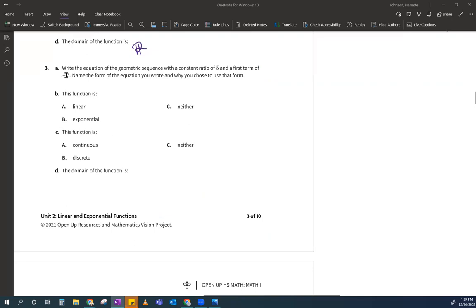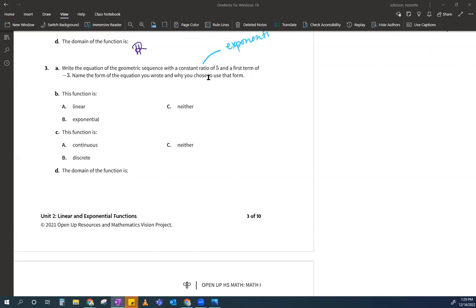That's correct. So write the equation of the geometric sequence with a constant ratio of 5 and a first term of -3. The form of the equation you wrote and why you chose it. Okay, so what do I already know? Based on this information, what do I already know? Yeah, it's exponential. How did you know it was exponential? Someone say something. Yeah, they said constant ratio. Whenever they use this word here, they're saying, hey, I'm exponential. Okay, so for sure it's exponential.